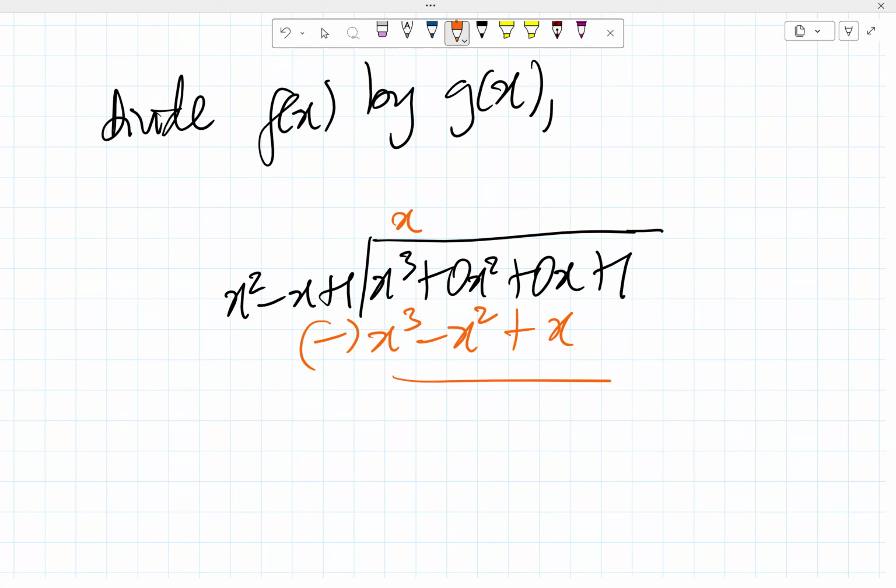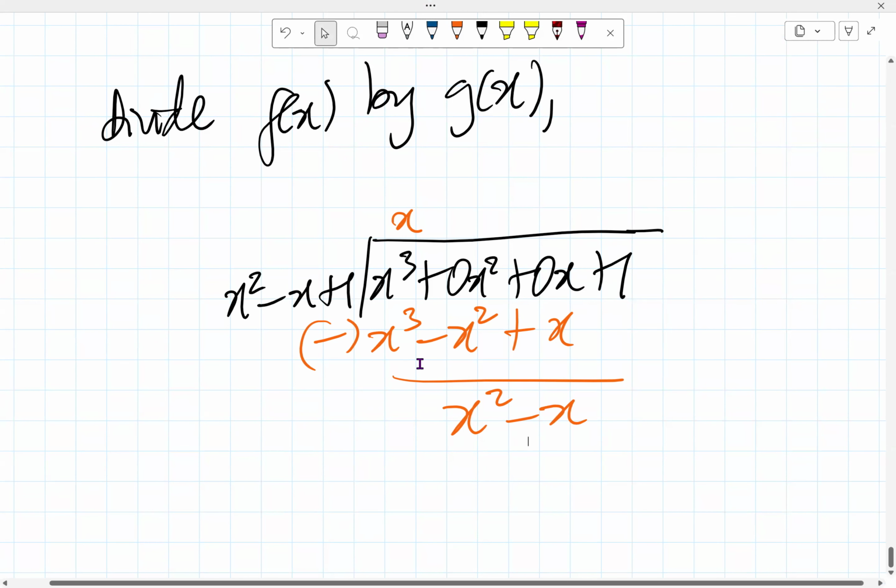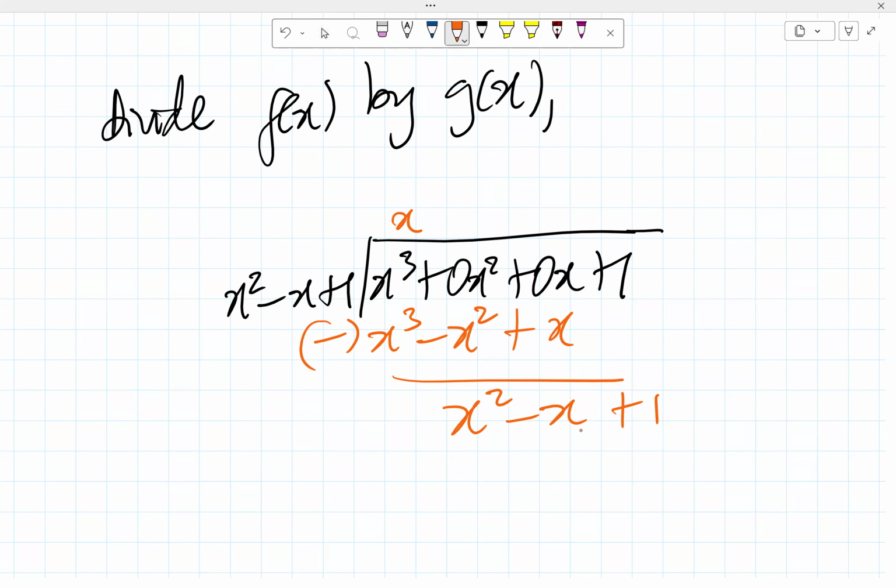Then you subtract. x cubed minus x cubed is 0. Then 0x squared minus minus x squared is plus x squared. And then 0x minus x is minus x. Is that clear? x cubed minus x cubed is 0, 0 minus minus x squared is plus x squared, 0 minus x is minus x. Then you can drop this one now.